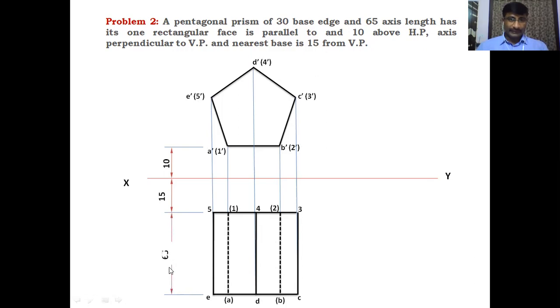This is a solid. Solid length is 65 mm. This is the length of the solid, 65. Clear? This is the front view. This is the top view. These two views are obtained when the axis is perpendicular to the VP. You have to draw the front view first. Then you have to produce the top view from the front view by drawing the projectors.